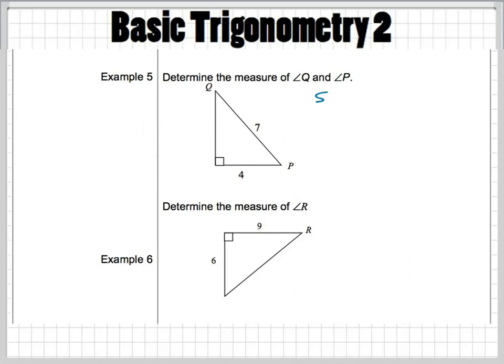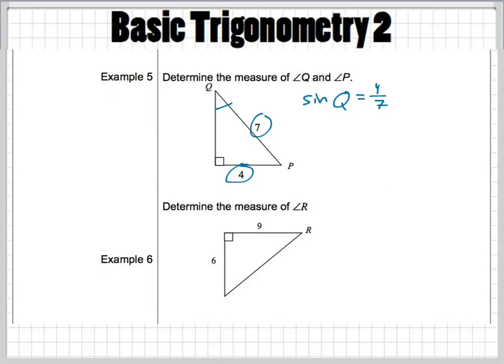Let's see, sine of Q. No, wait, is it sine? Wait, for Q, what? Oh, that's a theta. What am I going to do for Q? What is 7 and 4 to Q? Is 4 opposite or adjacent? That's opposite. So opposite over hypotenuse. And so what trig function is that? Yeah, so we're going to do sine of Q equals 4 over 7.